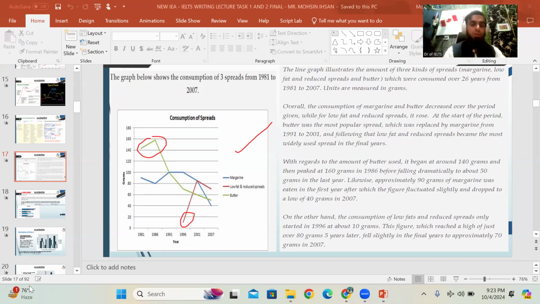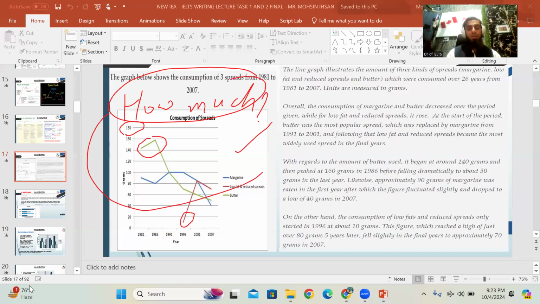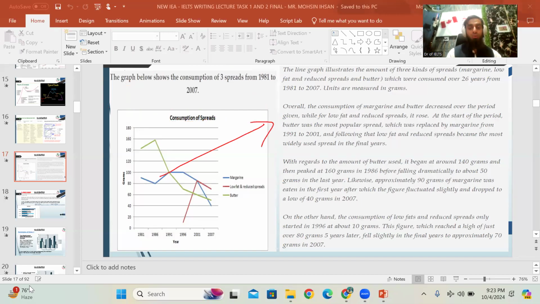We are not concerned with how much. The answer for how much it is inclined, how much it is declined, how much it is at the top, how much it is at the bottom, will be discussed in the next paragraph. Here in the overview summary we mention only which line is higher at the beginning and which line is higher at the end.